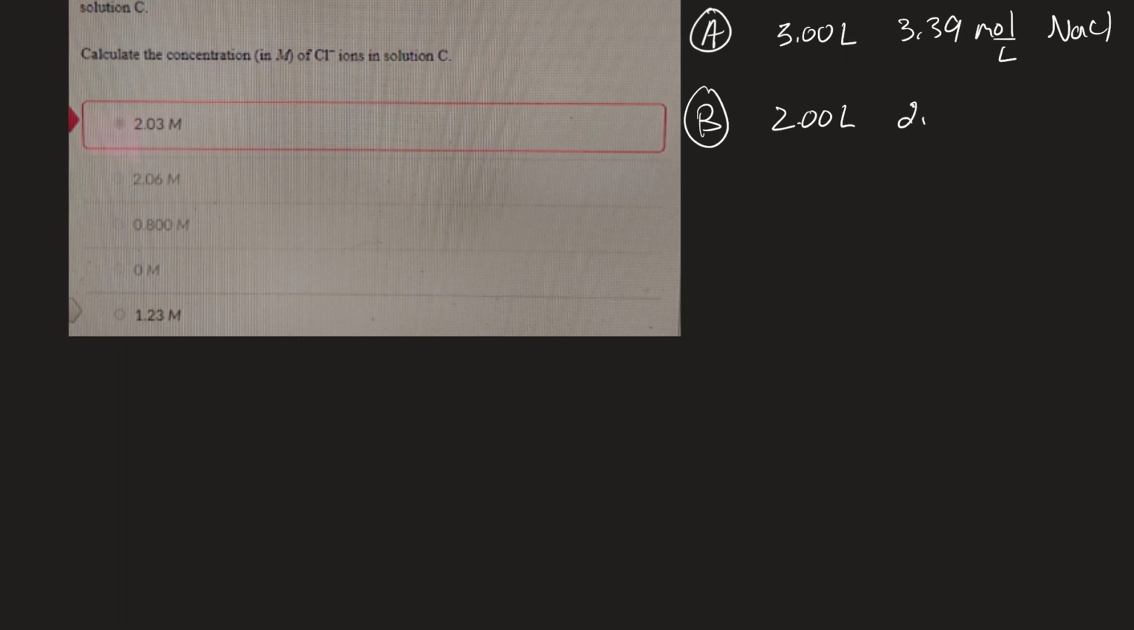Right, here's a good question. You need to determine the concentration of chloride ions in a mixed solution. So the first solution, solution A, has 3 liters, and it's 3.39 moles per liter of sodium chloride. And then solution B has 2 liters of 2.00 molar solution of AgNO3.